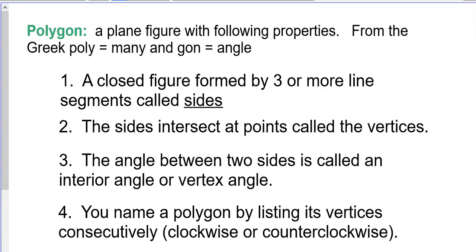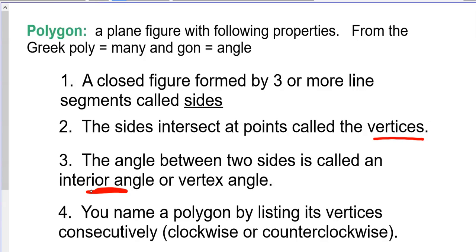1, a closed figure, so again, no openings, a closed figure formed by 3 or more line segments, and we call those sides. 2, the sides intersect at points that we call vertices. 3, the angle between the two sides is called an interior angle or a vertex angle, and we will almost always refer to it as an interior angle, but we do use vertex as well.